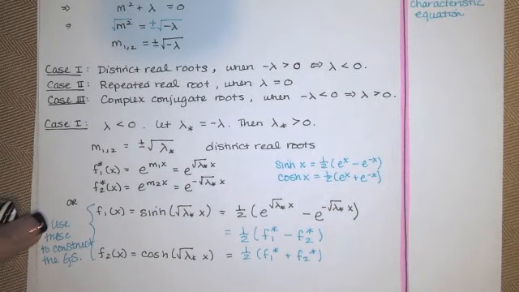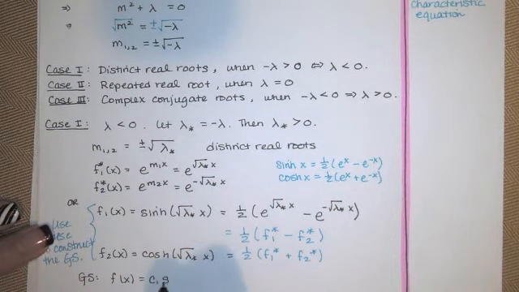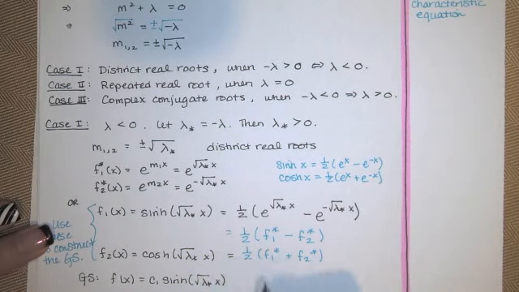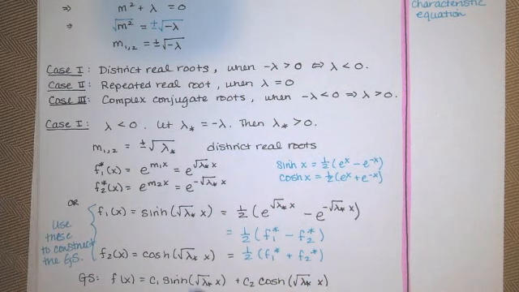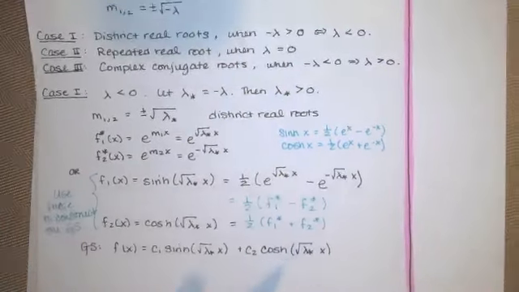Okay, and then we'll state our general solution of the differential equation. In this case, where lambda is negative, it would be f of x equals c1 times the hyperbolic sine of the square root of lambda sub star times x plus c2 times the hyperbolic cosine of the square root of lambda sub star times x. And the square root of the lambda sub star, remember, it's just the square root of negative lambda, where lambda is already negative. Okay, so that's our general solution.